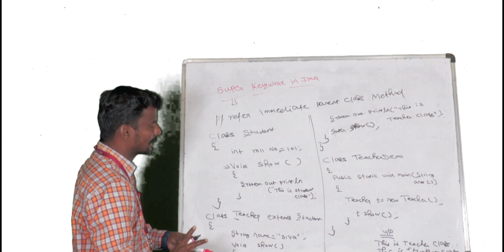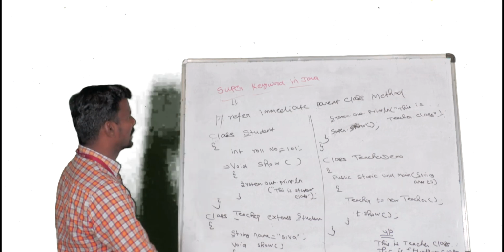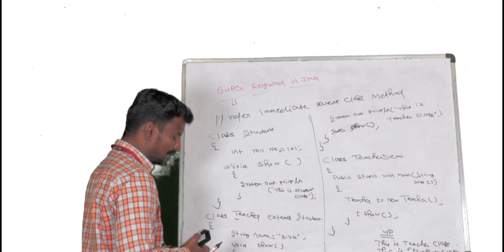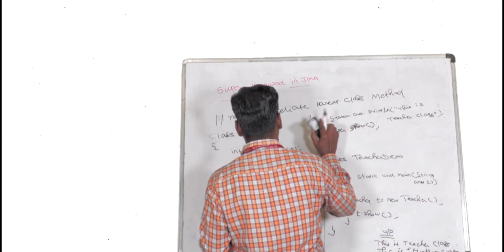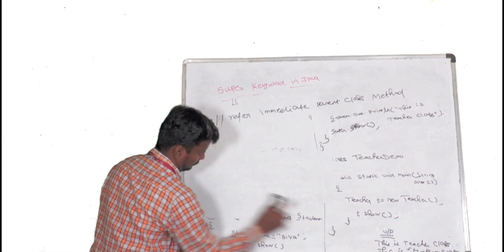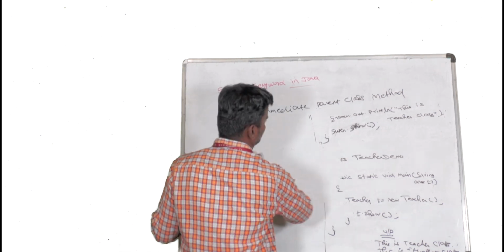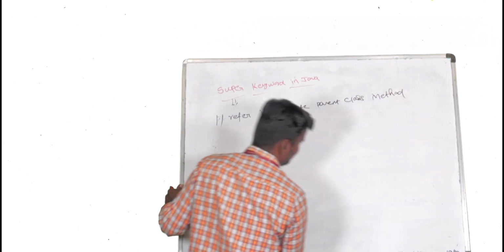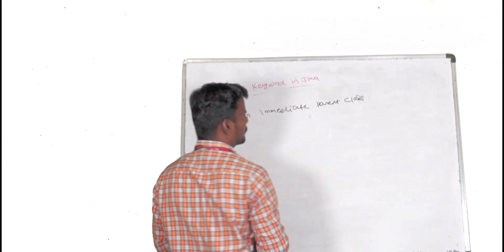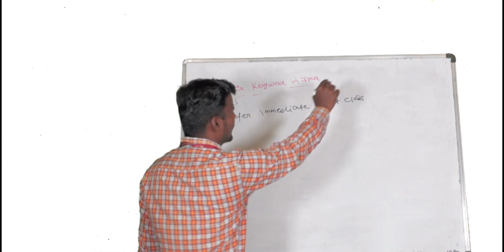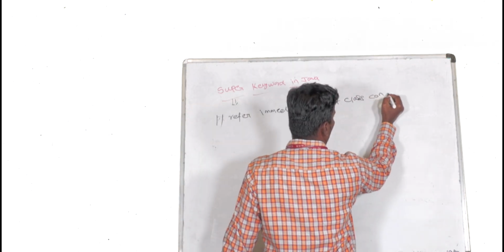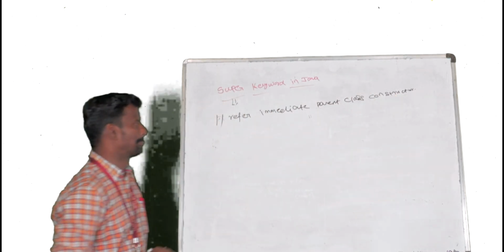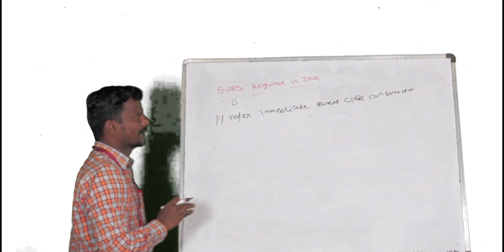Next, the third usage. It is used to refer to the immediate parent class constructors. Now we'll see an example of how to refer to the parent class constructor. So the third usage is to refer to the immediate parent class constructors. I hope you know what is meant by a constructor.